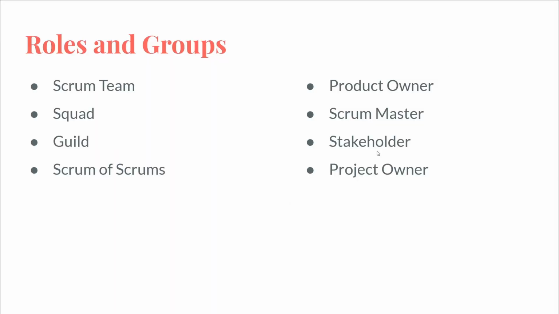So we have roles and groups. We talked about the teams. These are often called a Scrum team. There are squads. Sometimes if you're on a small enough team, your entire team is the squad. You work at a small company, and there's 5 people in the entire company, right? So your squad and your team are the same thing.